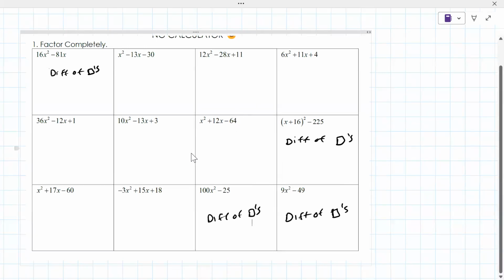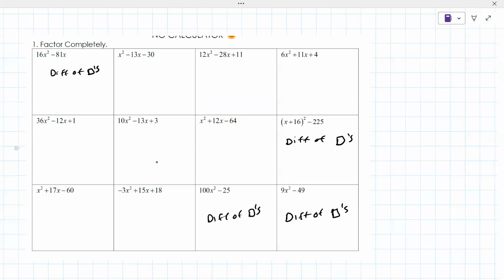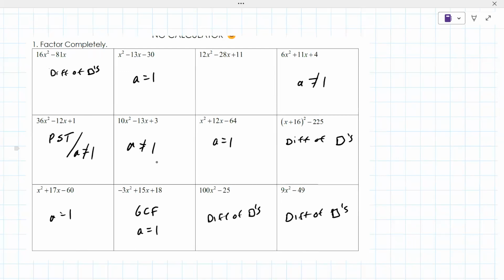Let me see here. The next one. This is a GCF followed by an A equals one. A equals one, A equals one, A equals one. This is considered a perfect square trinomial, A not equal to one. This is an A not equal to one, A not equal to one, and an A not equal to one.